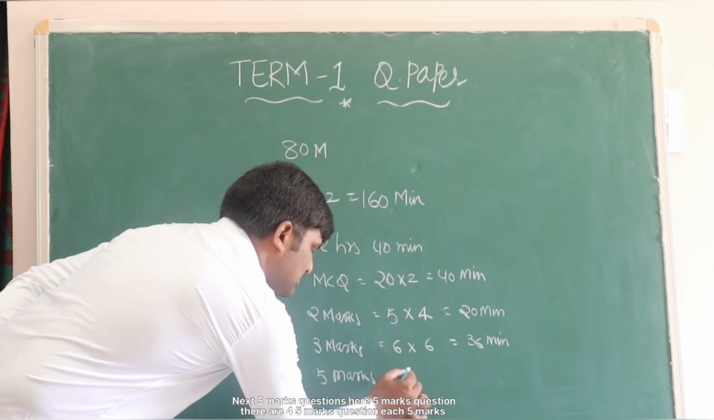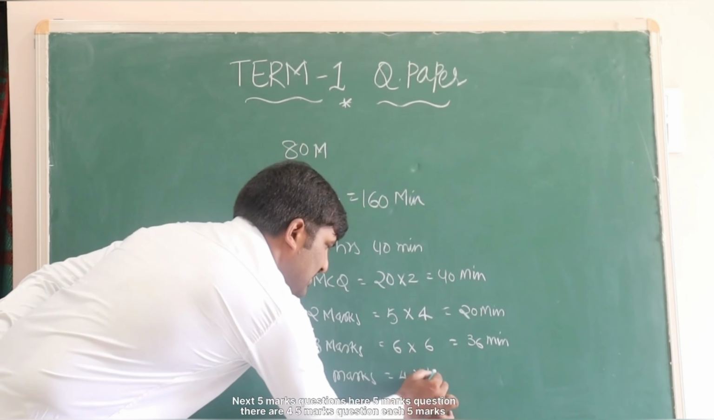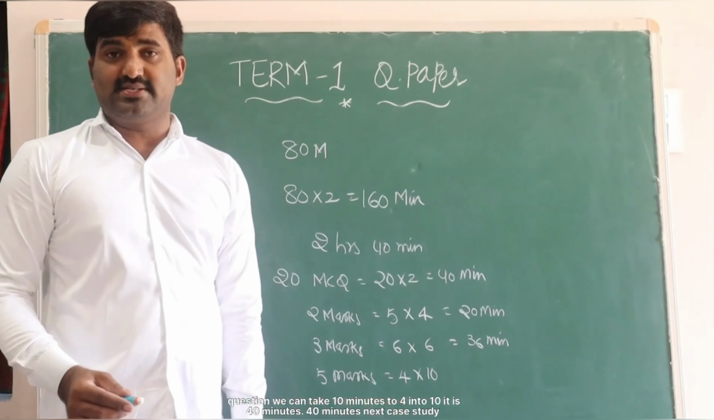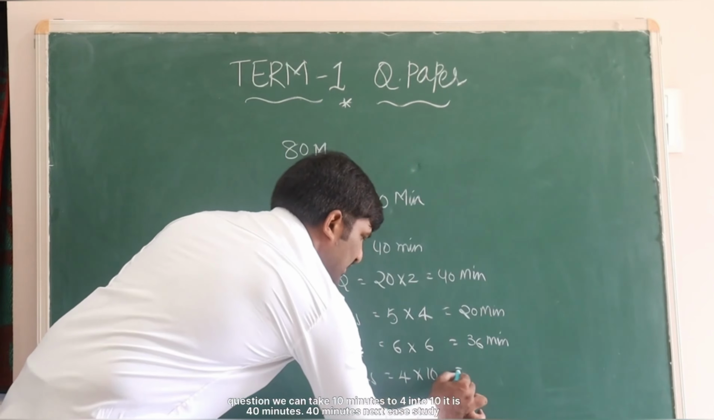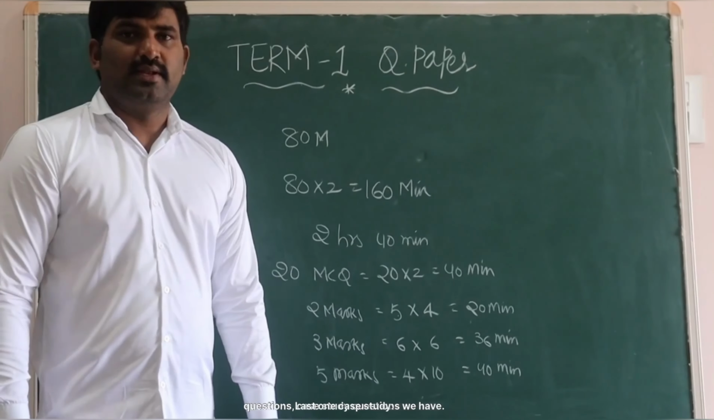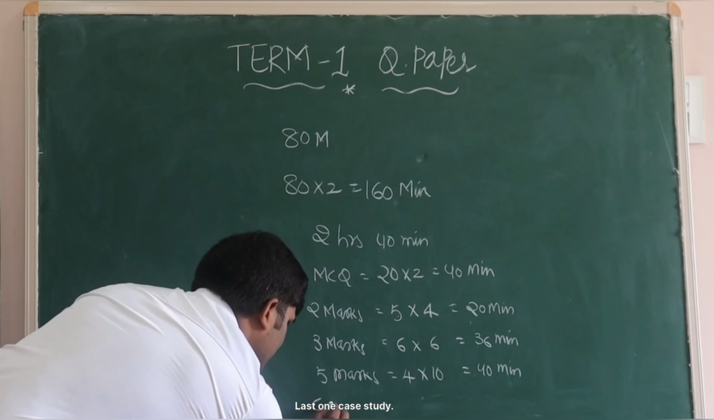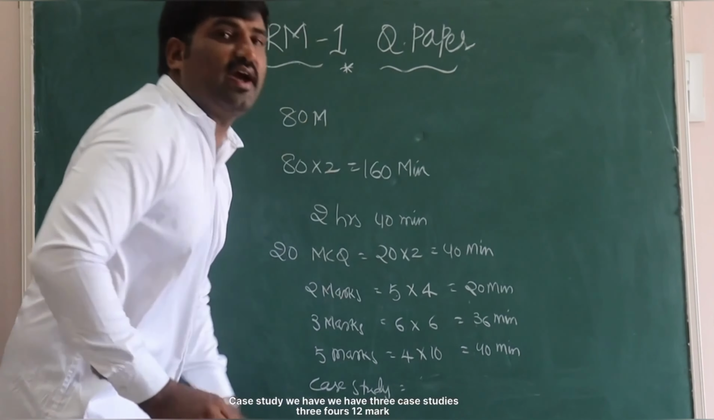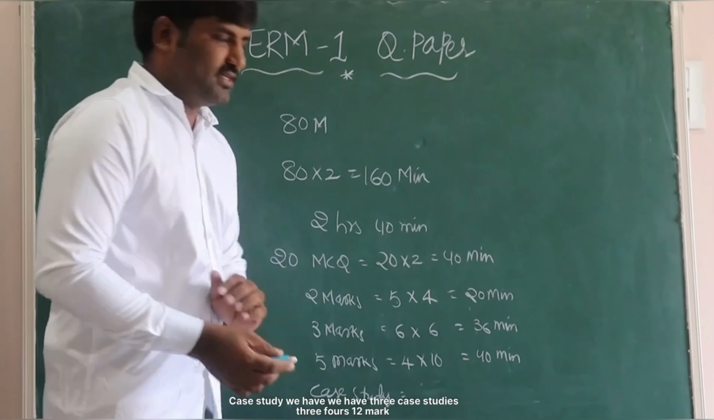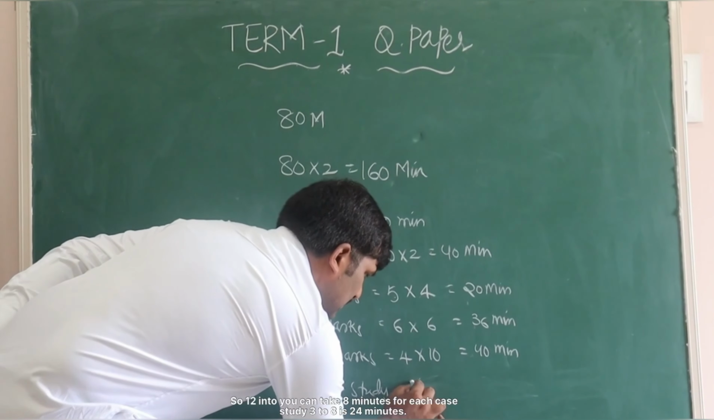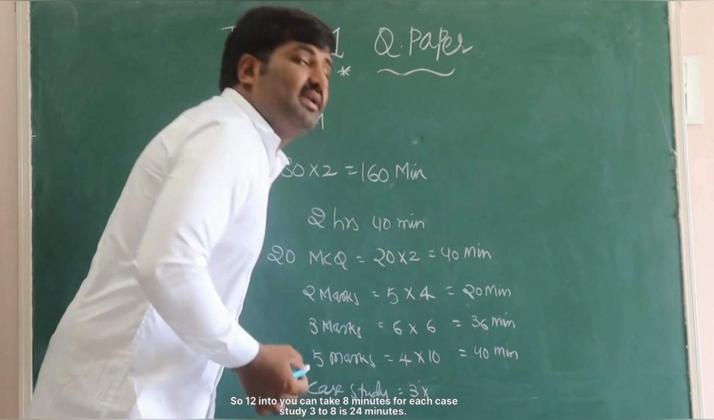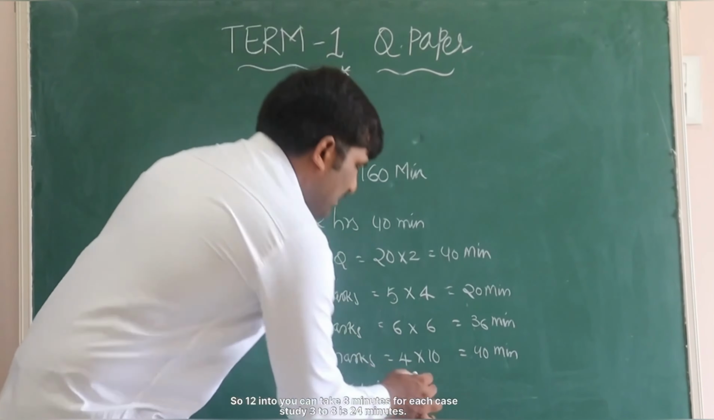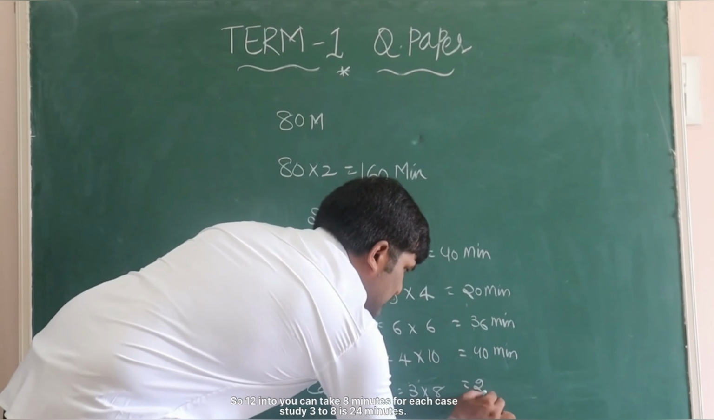Next, 5 marks questions. There are 4 questions of 5 marks. For each 5 marks question you can take 10 minutes. 4 into 10 is 40 minutes. Last one, case study. We have 3 case studies for 12 marks. You can take 8 minutes for each case study. 3 into 8 is 24 minutes.